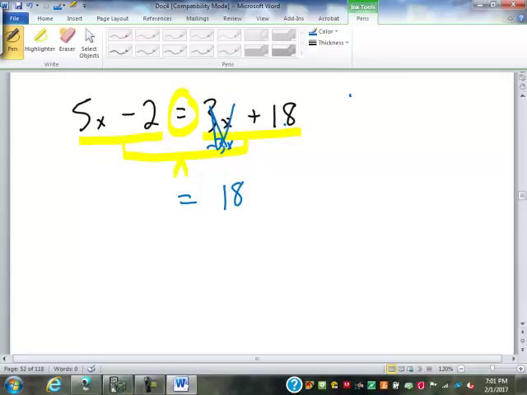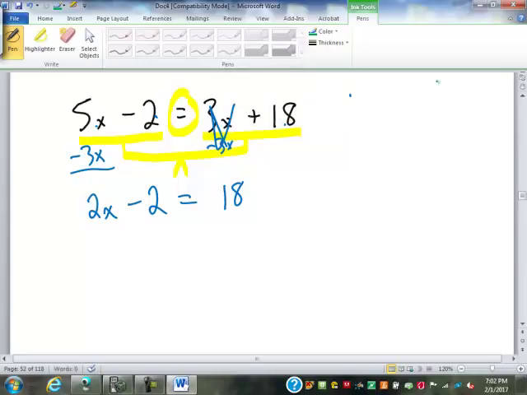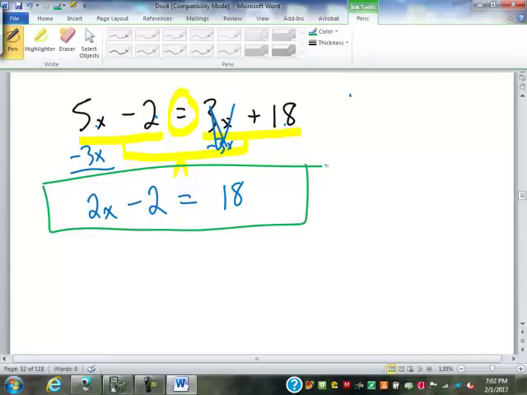Now I took 3x off of one side. I have to take it off the other side. Where can I take it from on the other side? 5x. 5x minus 3x is 2x. Can't forget this negative 2 here. So that now becomes 2x minus 2 equals 18. Now I'm going to pause there. Any questions on where this equation came from?